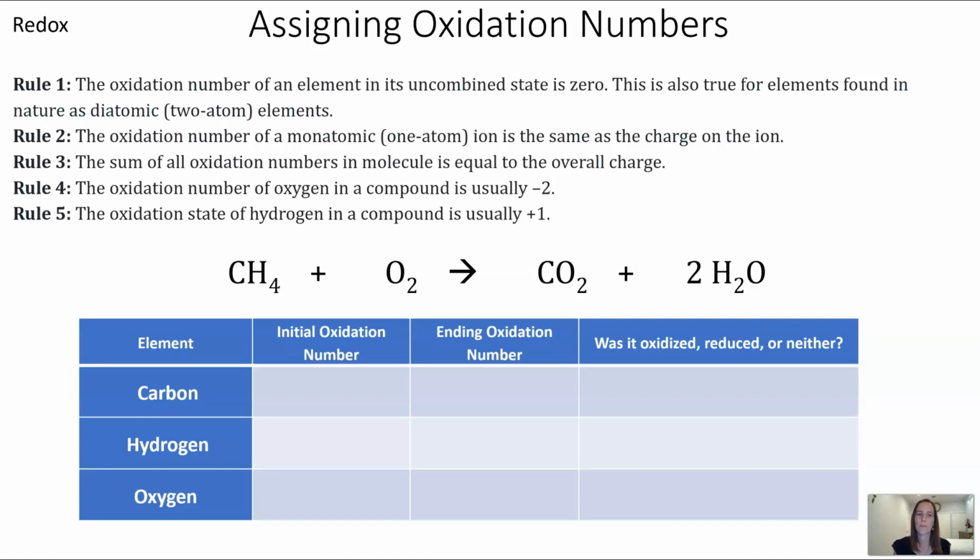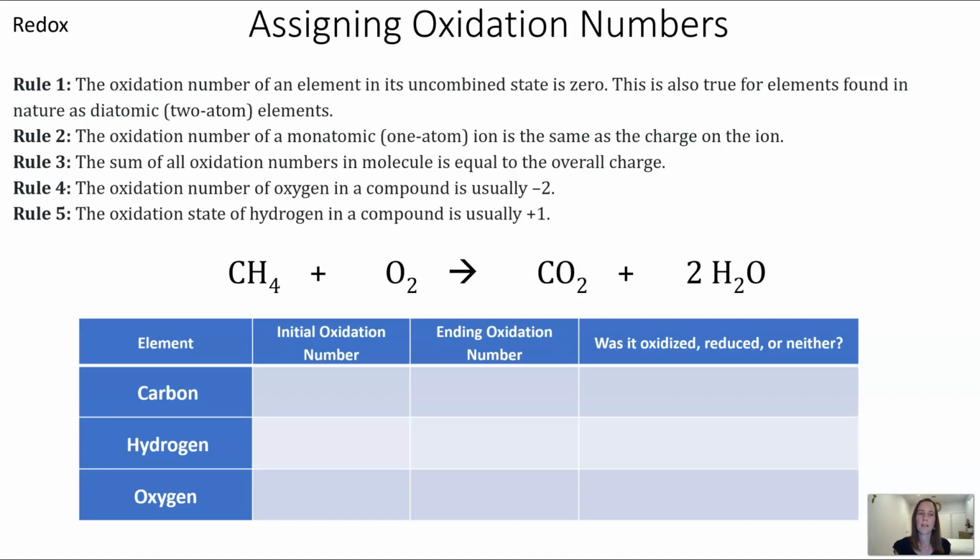Rule number 3, the sum of all oxidation numbers in a molecule is equal to the overall charge. So if you look at methane there, CH4, you would know that the overall molecule is neutral because it's not listed as a charge. There's no superscript showing a positive or negative charge on that molecule, so it's neutral, which means all of the atoms in it, the carbon and the 4 hydrogens, those oxidation numbers need to sum to 0. We'll practice that in a little bit.